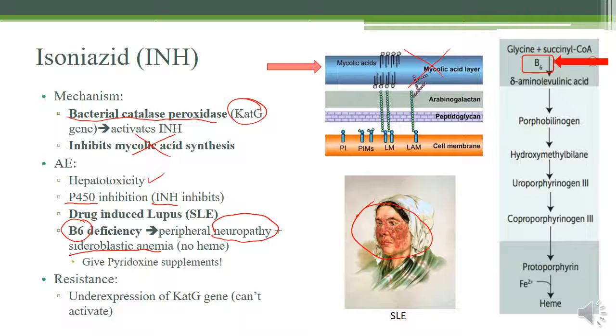So what you have to do with every patient that's taking isoniazid is give them pyridoxine supplements, and pyridoxine is just B6. The resistance, as I mentioned earlier, is going to be the underexpression of CatG. If the TB turns off the CatG gene, it won't activate the isoniazid. It can actually develop resistance to isoniazid.